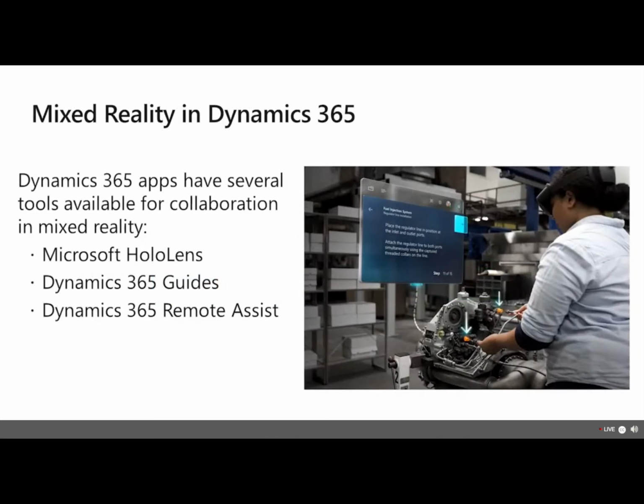So we have our holographic devices, which might be the HoloLens. This is characterized by the device's ability to place digital content in the real world. You can see from the picture, we have a factory worker working on a motor, and she is having a mixed reality experience. She is working on the motor in the physical world. However, we have a digital guide, our Dynamics 365 Guides, that's walking her through what the next step is.